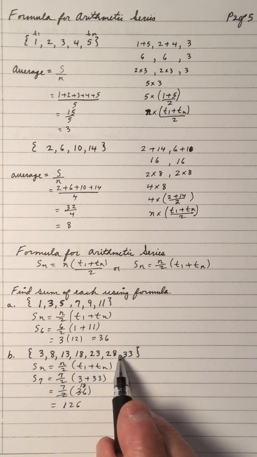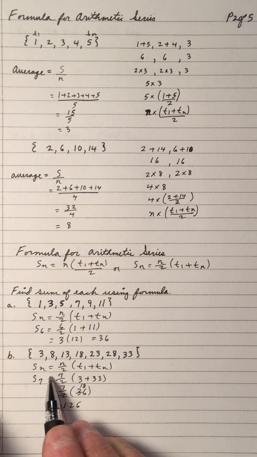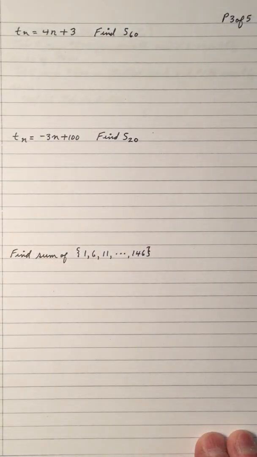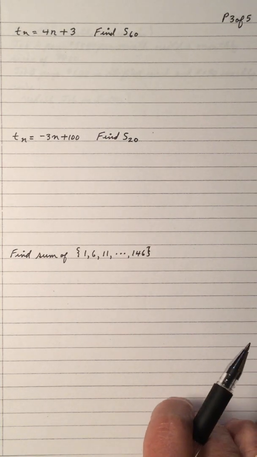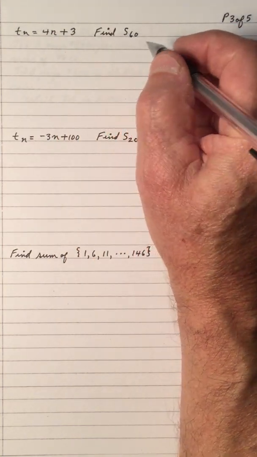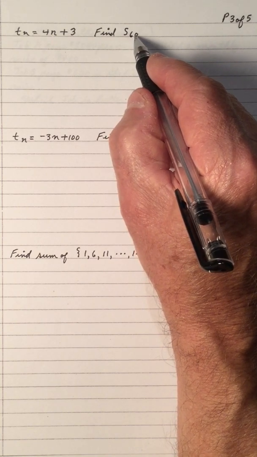the arithmetic sequence. So the sum of these is called a series. So for the arithmetic series, this is the formula: Sn equals n over 2 times (t1 plus tn). So the sum S60. Now, notice I have to get the sum of 60 terms.